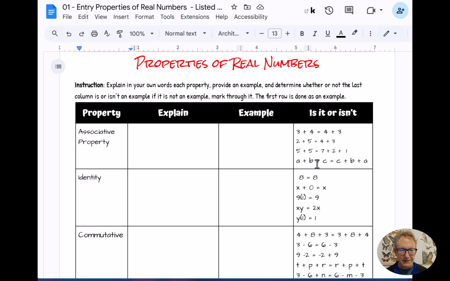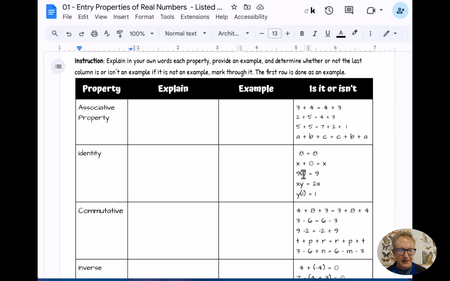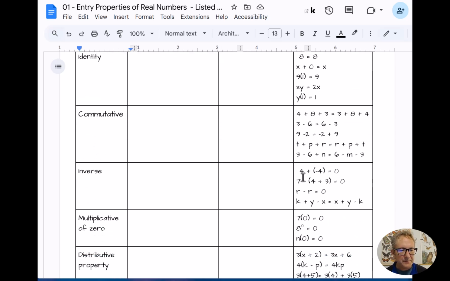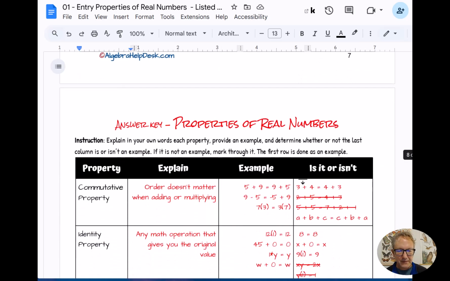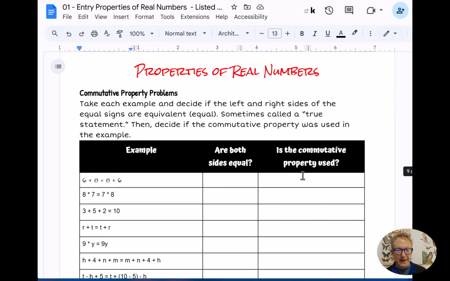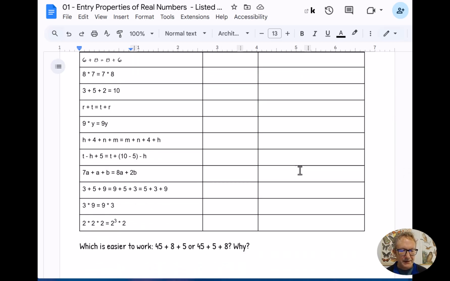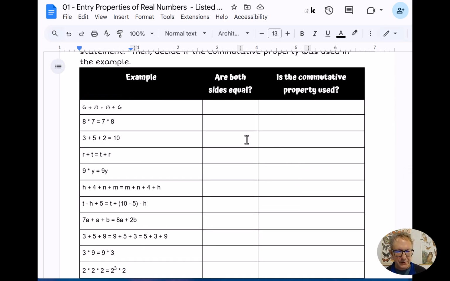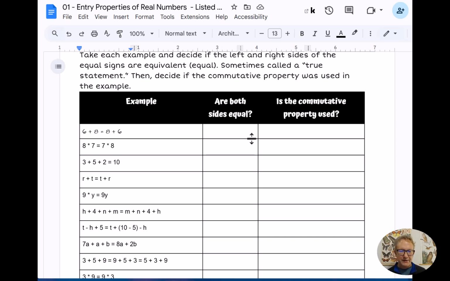And then lastly, this is sort of a recap. Well, actually, it's not. It's the associative property. It's identity. So we're moving into some multiplication stuff here. We revisit distribution. And finally, we end this one with this little graphic organizer. They're going to figure out if these equations are equal or not and which property is used.